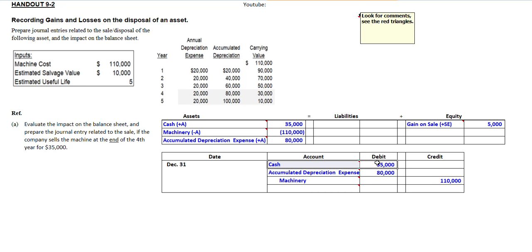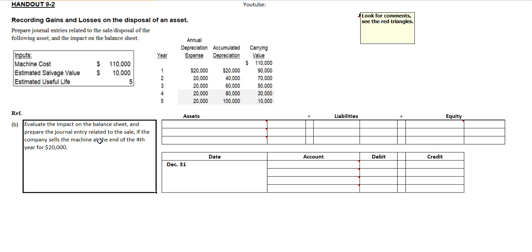And again, notice we've got $115,000 in debits, $110,000 in credits. Debits don't equal credits. We need another $5,000 credit. And of course, we record gains with credits. So sometimes it's easier to go straight to the journal entry instead of dealing with the accounting equation impacts first. Let's take a look at another scenario. We've got the same machine.